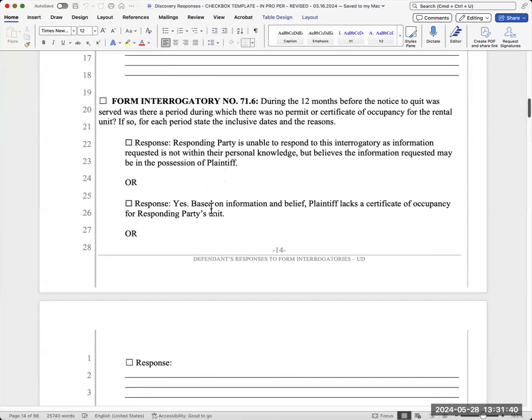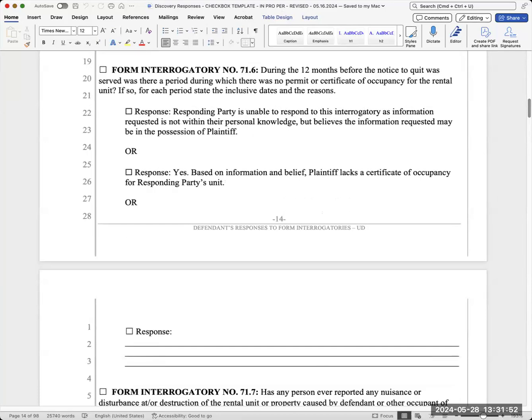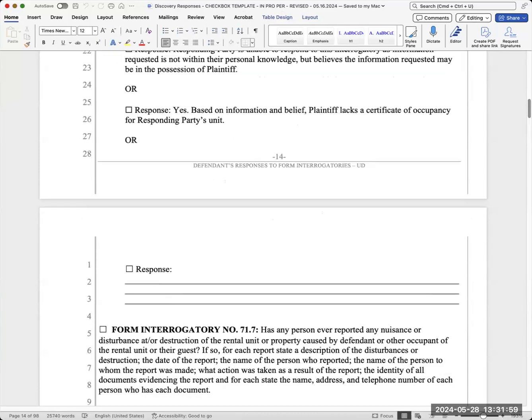And you've got to ask yourself, do you have this information, or is it something the landlord would know? If you know for a fact that the plaintiff lacks a certificate of occupancy for the unit, you check here. If you have some other response, you put that here. And remember, the landlord is supposed to post information about permits and certificates of occupancy in common area spaces, so you can look there and take photographs.